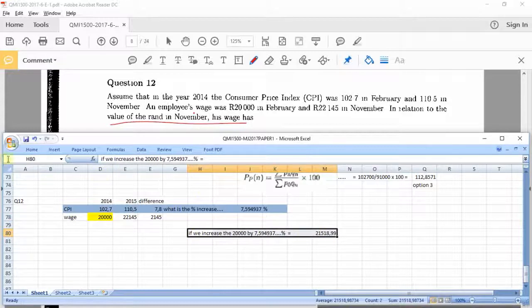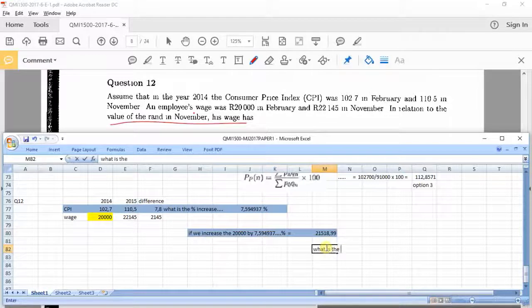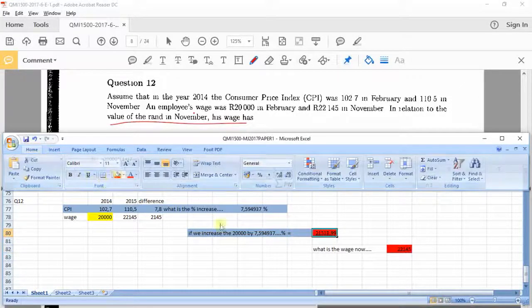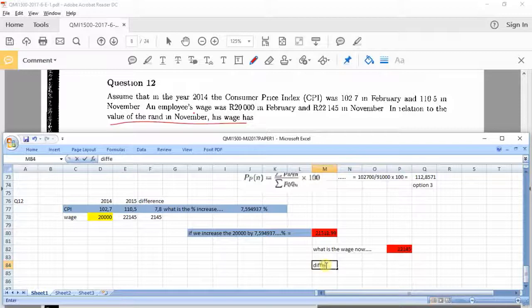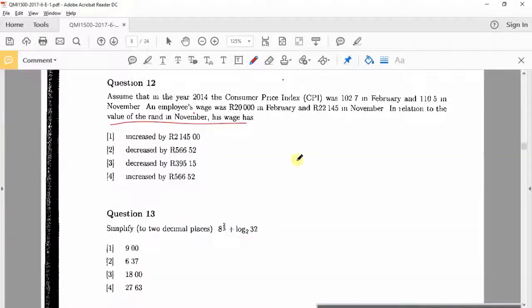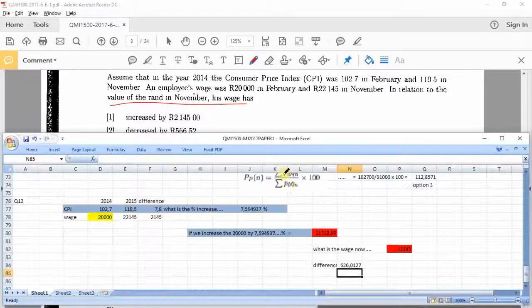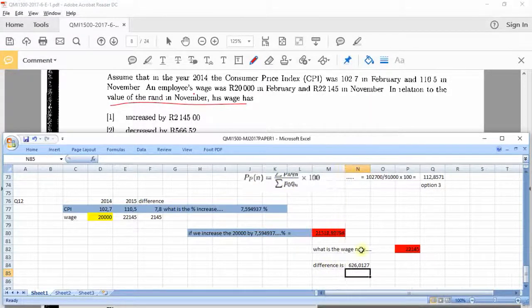According to inflation, if your wage is going to increase in line with inflation, it needs to increase to 21518. What is the wage now? Well, the wage now is 2245. So in terms of rand value, that's the one amount, and that's the other amount. So the difference is this minus that, 602.